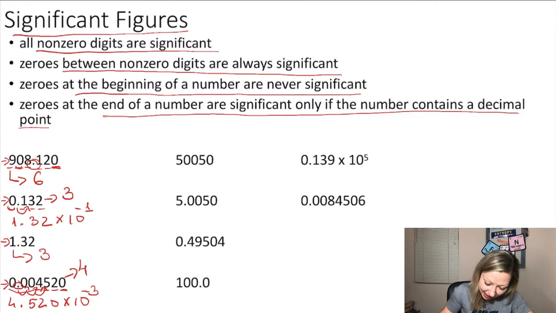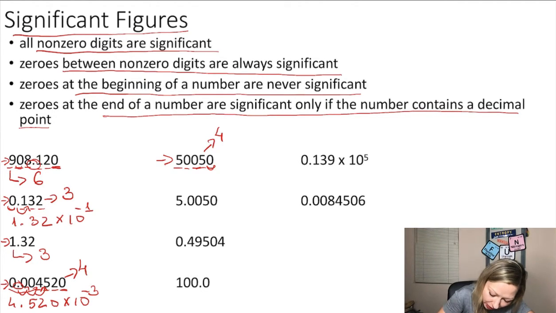Okay, let's take a look at the next example right here. How many sig figs do we have? So my 5 and 5 are definitely significant. These two zeros between the two fives are also significant because they are between two non-zero digits. What's up with my last zero? Is it significant? No, it is not, because I don't have a decimal point in this number, right? So in this number, I'm going to have only four significant digits.